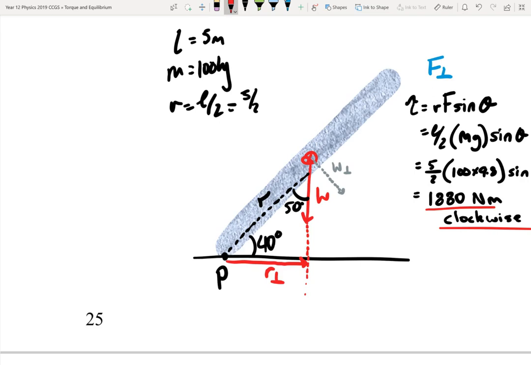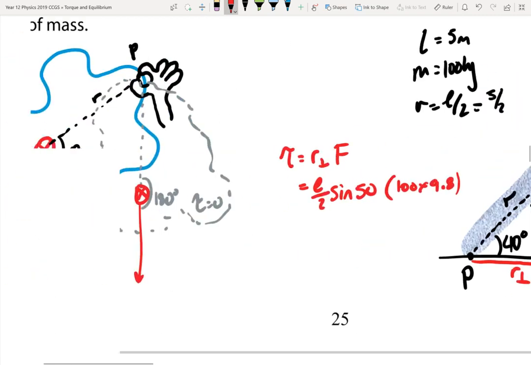If you looked at that diagram and asked how we could express R perp, you'd say that's R sine 50, which is L on 2 sine 50. So over here, I could do R perp times F equals L on 2 sine 50 times 100 by 9.8. See, all I've done is shift the sine 50. It's no longer attached to force to determine perpendicular force. It's now attached to R to find perpendicular distance.